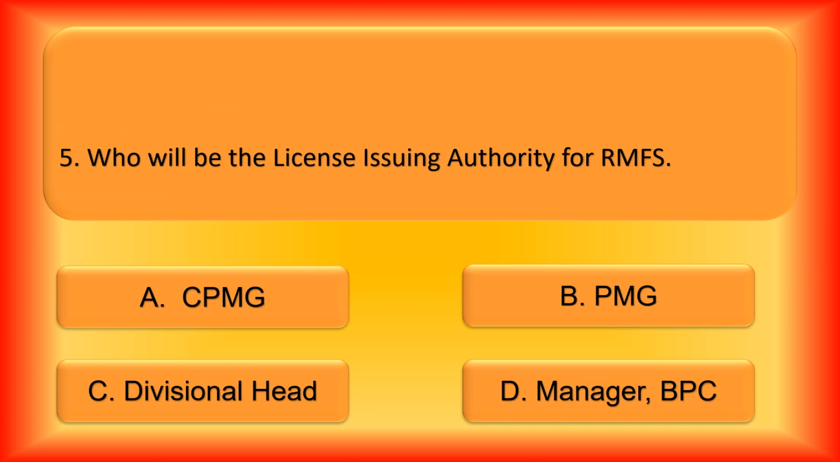Question number 5. Who will be the license issuing authority for RMFS? Option A, CPMG. Option B, PMG. Option C, divisional head. Option D, manager, BPC. The correct answer is option C, divisional head.